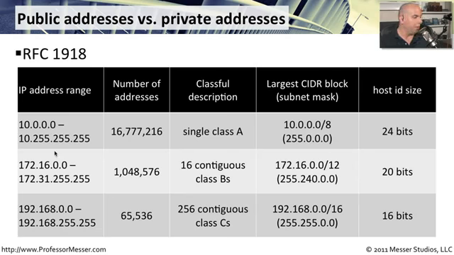We also have another private range we can use, 172.16.0.0 through 172.31.255.255. And you can see the default subnet mask for that is with 12 bits, which means that that decimal comes out to be 255.240.0.0.